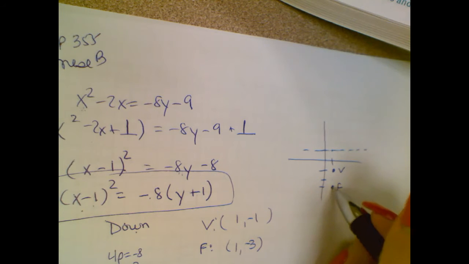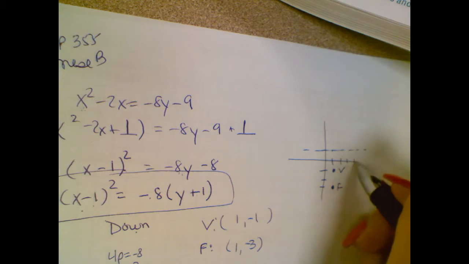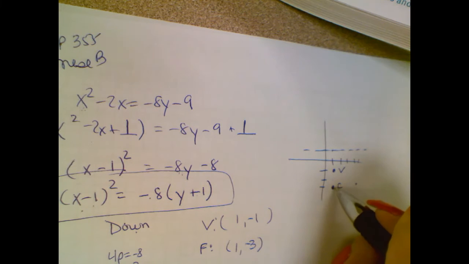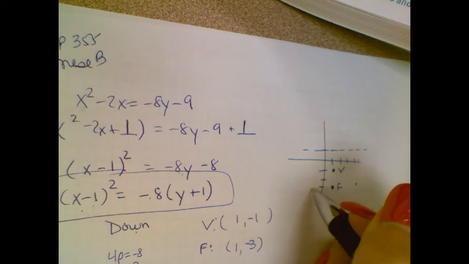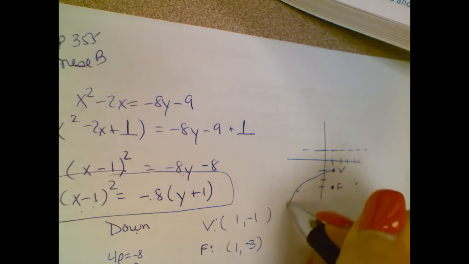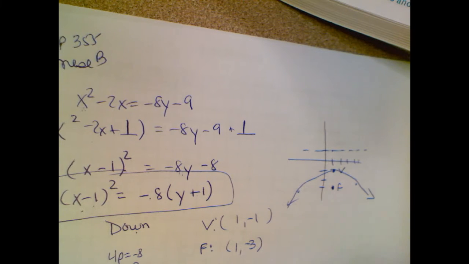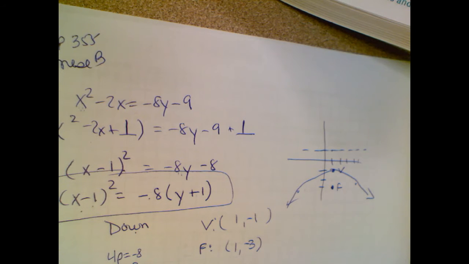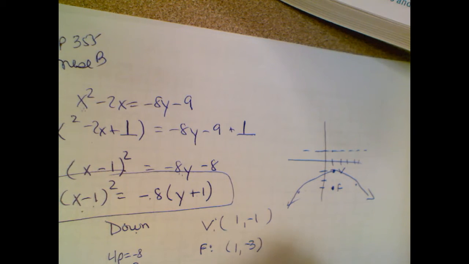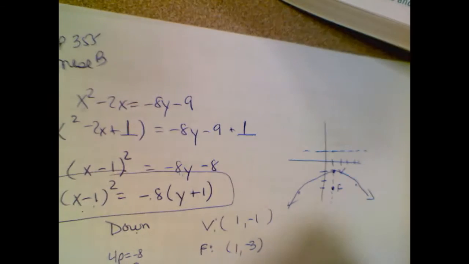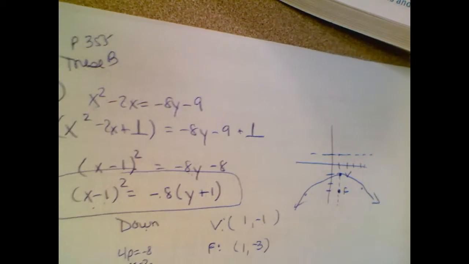The -8 means that you're going to count 1, 2, 3, 4 from the focus this way, and 4 from the focus this way, so that you know how wide this is going to be. Again, you don't have to graph it, but that's what it would look like. And the other thing you need is the axis of symmetry, which is the opposite of y, so it's x, and it is x equals, that also looks like a 1.